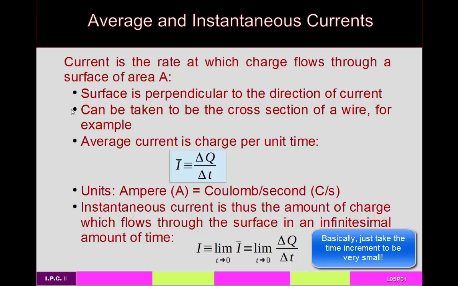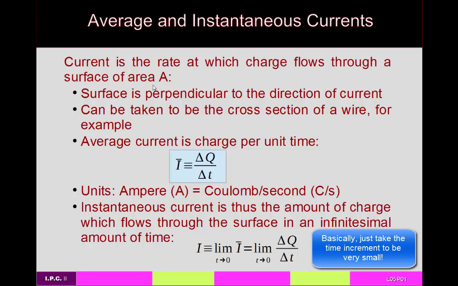So in the case of current flowing through a wire, as in a circuit, the surface should be perpendicular to the direction of the current, which largely means that it's going to be a cross section of the wire. So if the wire is thought of as a very, very, very long, very, very, very thin cylinder, then the easiest surface to deal with is probably the cross section that looks like a circle.